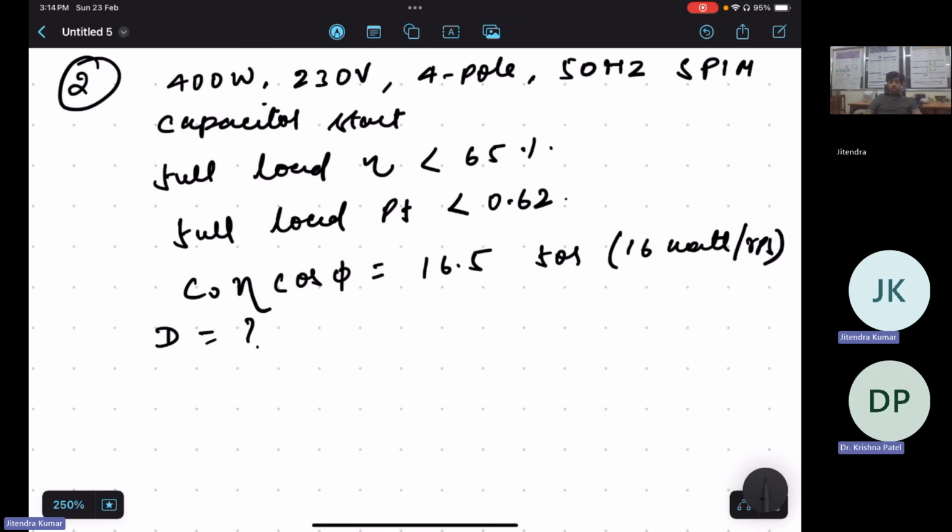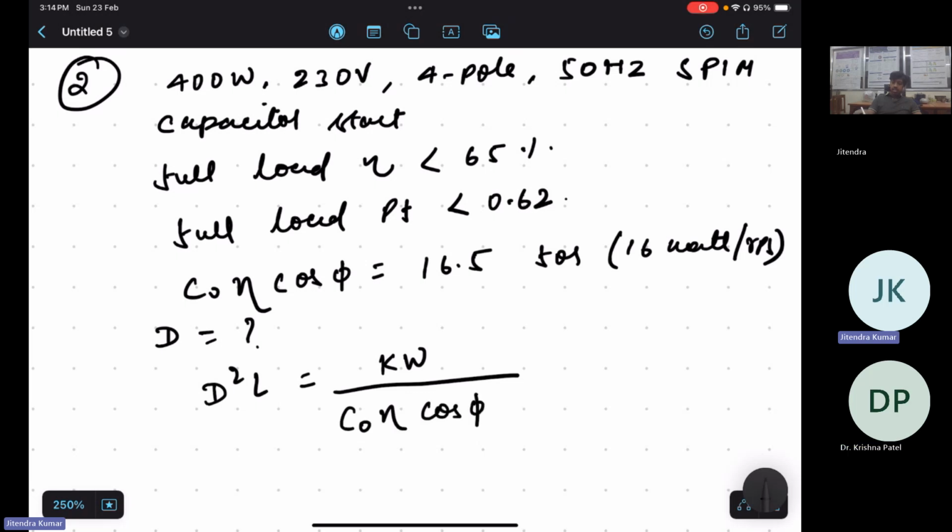So what should be the approach here? Sir, can we put D square L is equal to kilowatt divided by C0 into efficiency into cos phi into NS, RPS speed? Yes, exactly. Sorry, NS.